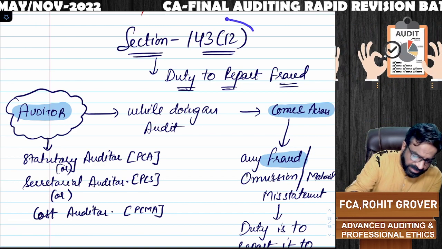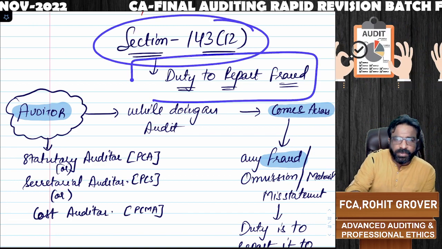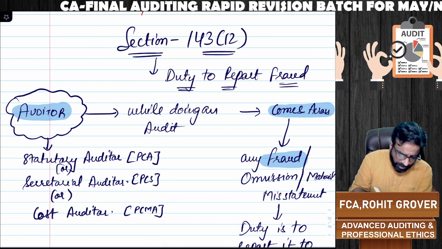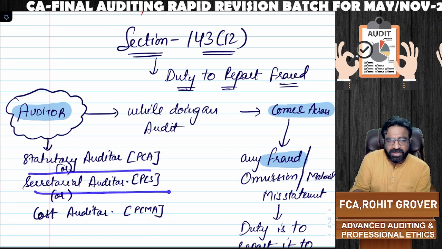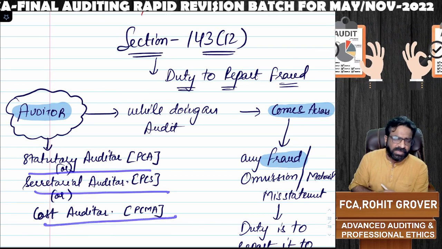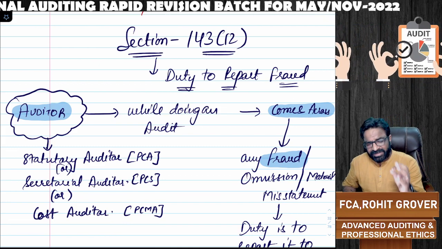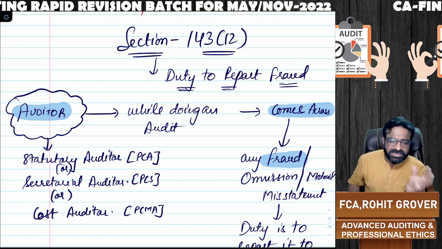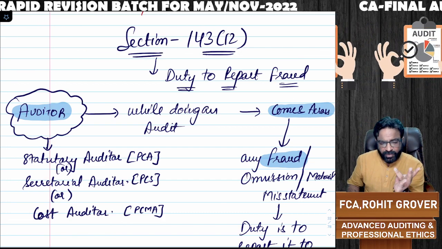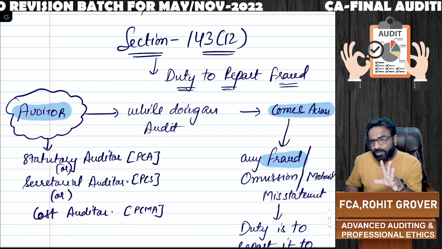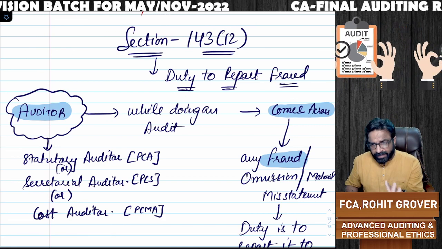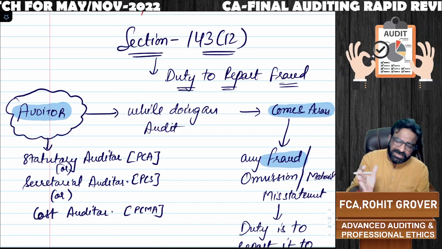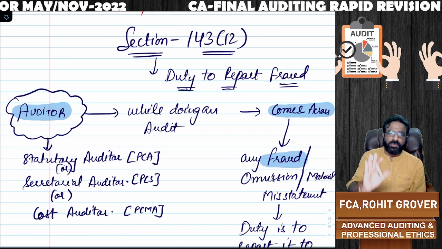Now what is 143 subsection 12, everyone? It is a duty to report a fraud. You know that if you are a statutory auditor, secretarial auditor or cost auditor of the company, then it means 143 subsection 12, 13, 14, 15. Actually there are a total of 4 subsections: 12, 13, 14, 15. But generally we talk about 12 only, because 15 talks about the penalty and 13 and 14 talk about the procedure. Are you getting the point? So I'm going to treat it as 143 subsection 12 only. That will be more than enough if you quote this section.